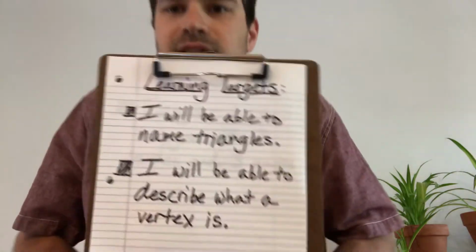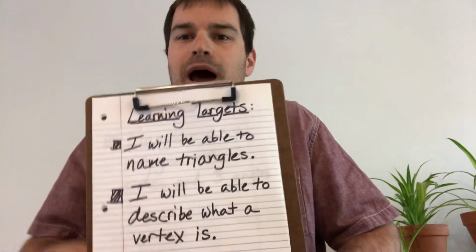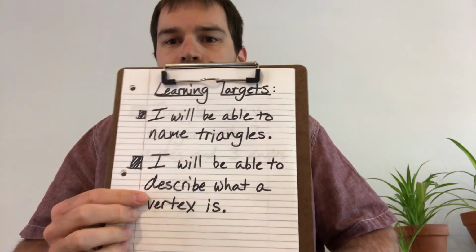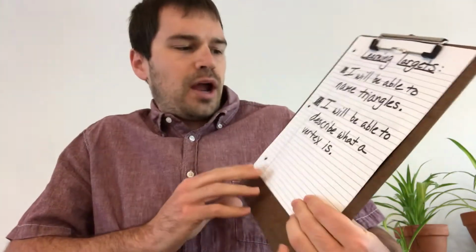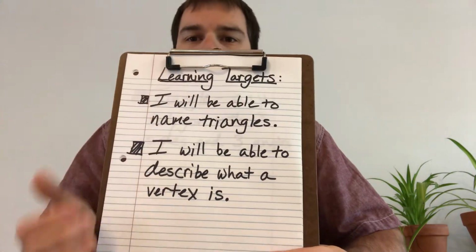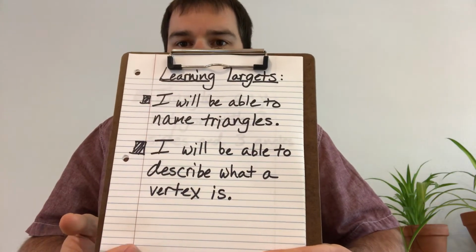The first thing I want to do is go ahead and establish the learning targets. There are two learning targets for today's lesson, and I always write these in student language. The first one is: I will be able to name a triangle. And the other one is: I will be able to describe what a vertex is. So those are our two learning targets, and we'll come back to those at the end of this lesson, okay?